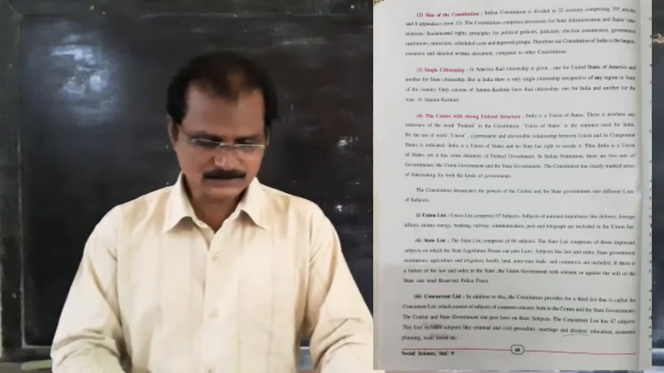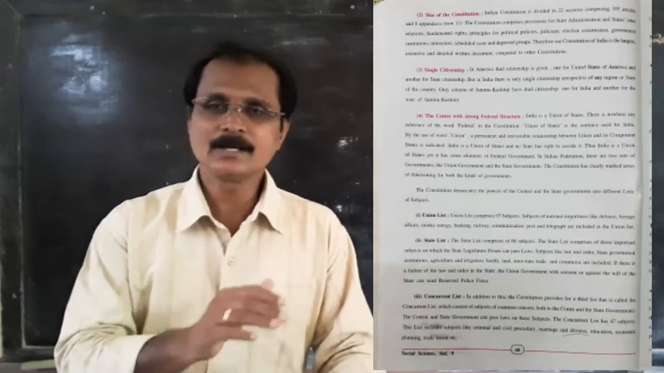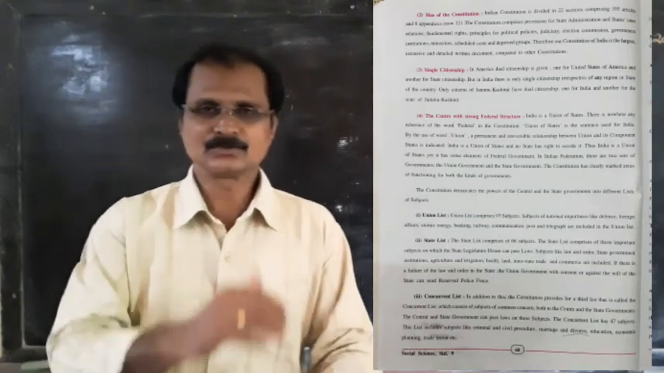The state list comprises 66 subjects, those important subjects on which state legislative houses can pass laws. Subjects like law and order, state government institutions, agriculture and irrigation, health, land, industry, trade and commerce are also included. So learn these two different lists by heart.